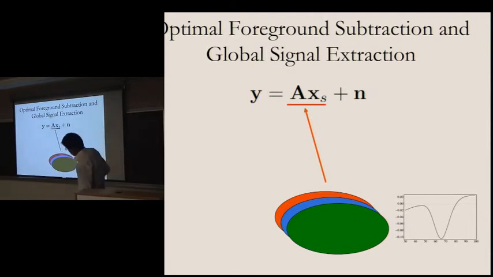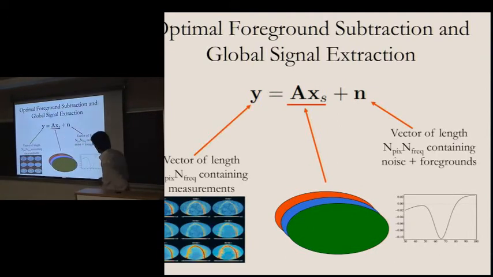Okay? Then, in a realistic experiment, you add to that a vector of number of pixels times number of frequencies that contains your foregrounds and your noise. Okay? And that's a function of both angle and frequency, of course. And what you get is, of course, your measured values, again a function of both angle and frequency. So we measure y. It's contaminated by a random vector n, and we would like to get XS. Okay? That's a solved problem.